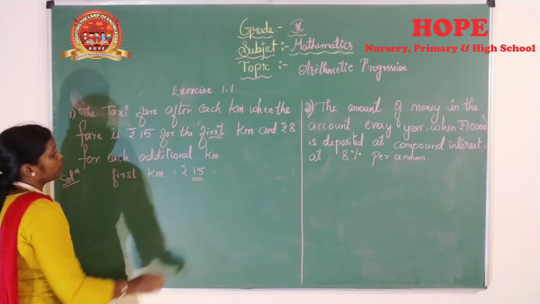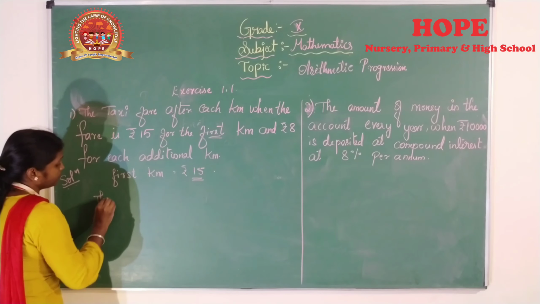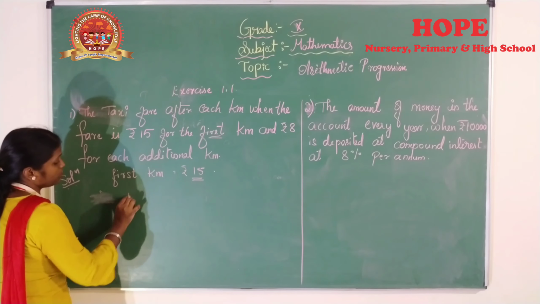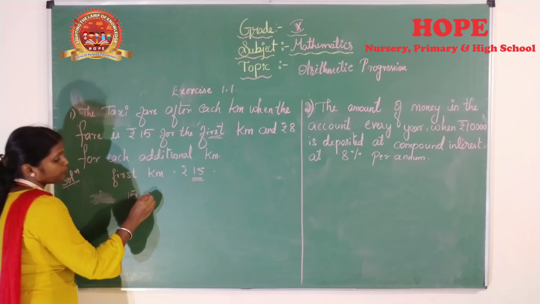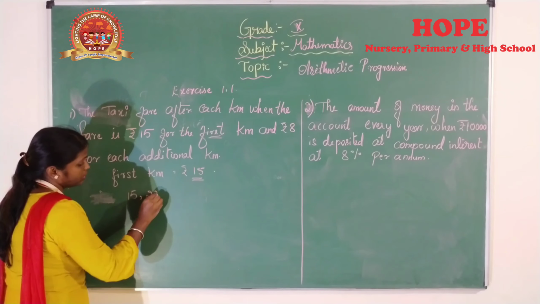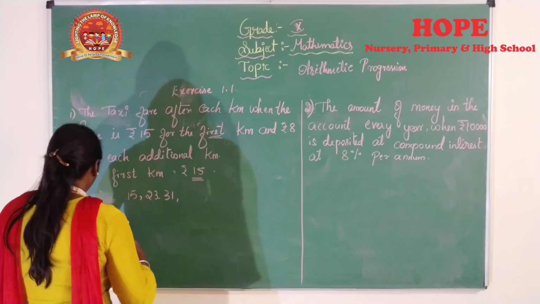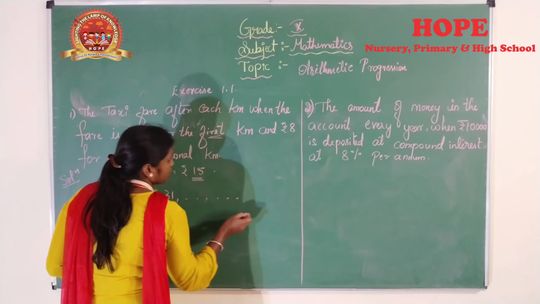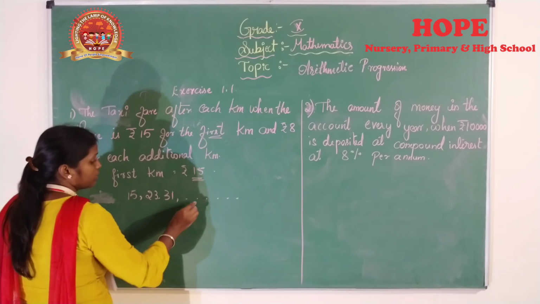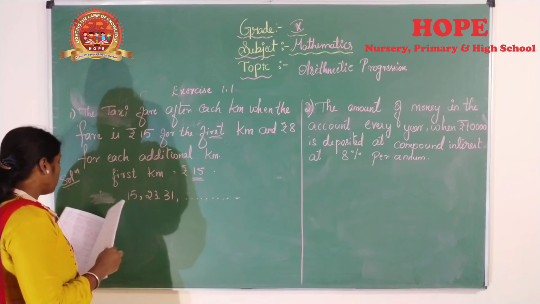So the sequence will be 15, 23, 31, and so forth. Since they have not given for how many kilometers, we can write the first 3 terms and so forth. So this makes a sequence.